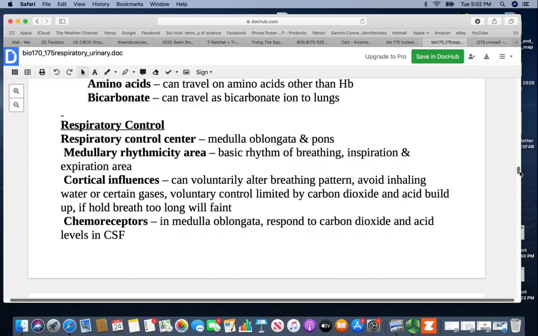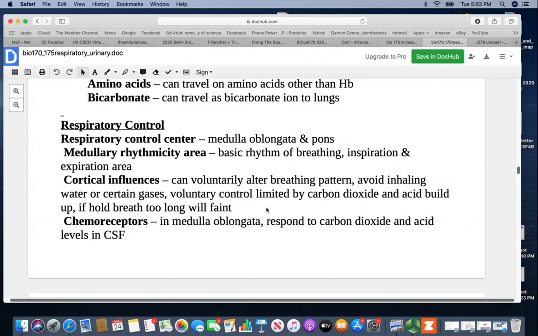We do have some cortical influences here where you can voluntarily alter breathing patterns. This allows you to avoid inhaling water or certain gases. You go into the honey bucket, you can decide to hold your breath if it smells really bad. But your voluntary control is going to be limited by the carbon dioxide and acid buildup. If you hold your breath too long, the body has a simple solution. You'll faint and you'll start breathing again. So that's something to keep in mind if you are in the stinky honey bucket. If you start feeling faint, you better start breathing. That's not really the place anybody wants to fall down.